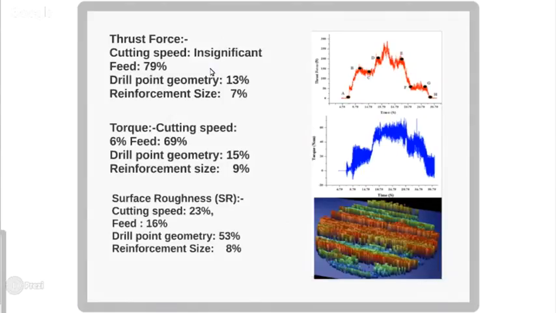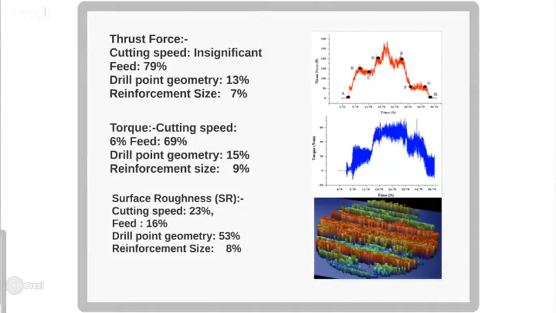I simply give the results. In the case of thrust force, cutting speed is insignificant, and the feed is 79%, drill point geometry 13%, and the contribution of reinforcement size is 7%. With respect to torque, cutting speed is 6%, feed is 69%, drill point geometry is 15%, reinforcement size is 9%. Then with respect to surface roughness, cutting speed is 23, feed is 16, drill point geometry is 53, and reinforcement size is 80. Okay, all these percentages are numbers.